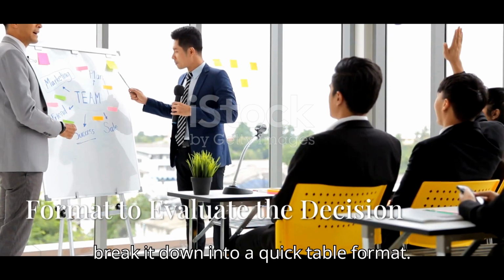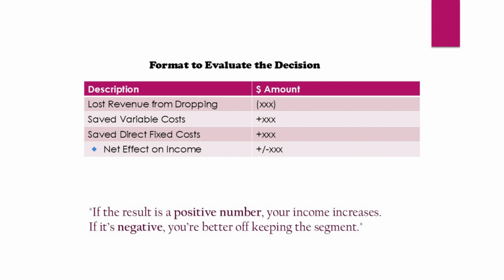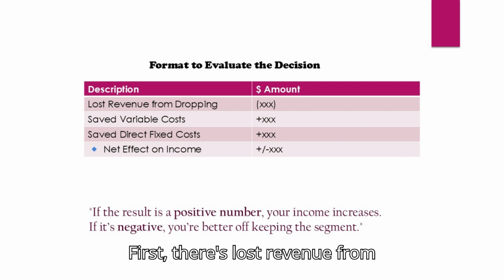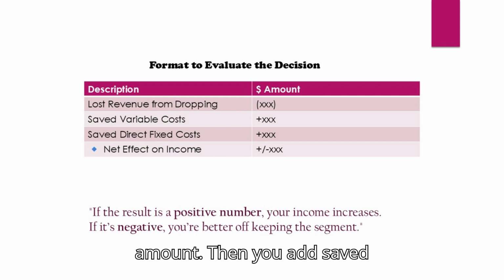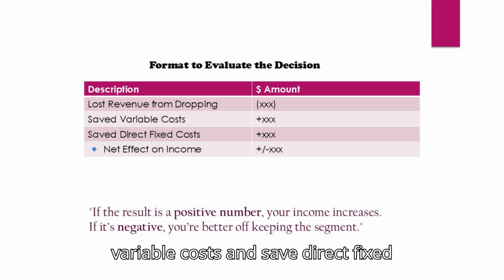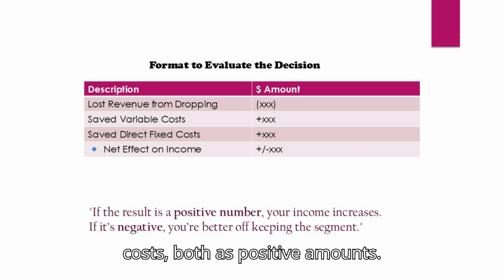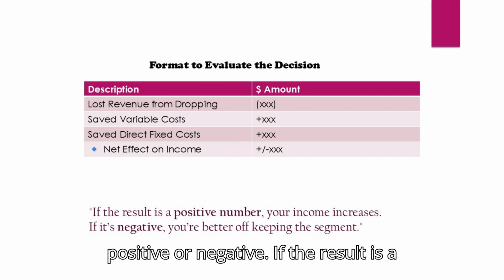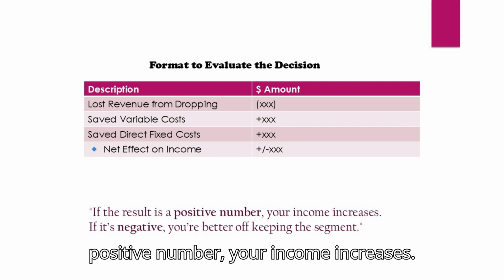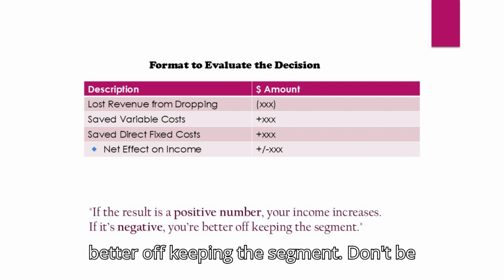All right, let's break it down into a quick table format. You have the description and the amount. First, there's lost revenue from dropping, which is shown as a negative amount. Then, you add saved variable costs and saved direct fixed costs, both as positive amounts. The net effect on income could be positive or negative. If the result is a positive number, your income increases. But if it's negative, you're honestly better off keeping the segment.